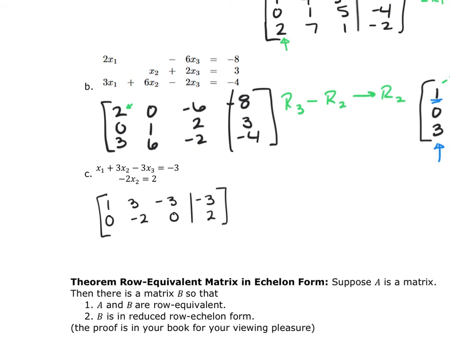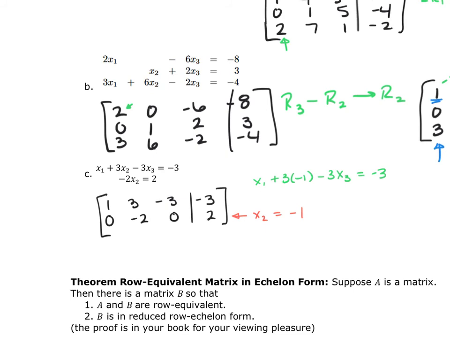What we know for certain, though, is that from this row right here, x sub 2 is equal to -1. That we know for certain. So if we know x sub 2 is equal to -1, and then we put that into the first equation, we're going to get x sub 1 plus 3 times -1 minus 3x sub 3 is equal to negative 3.